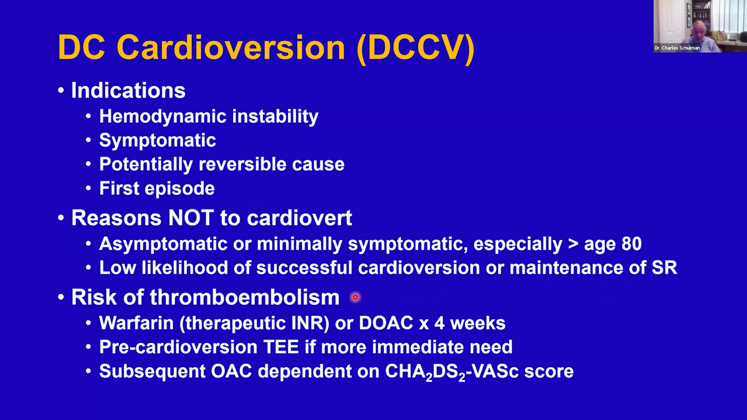There are risks of thromboembolism with DC cardioversion, and so if you need to cardiovert, if you are not planning to cardiovert immediately, the patient should be treated adequately with anticoagulation for a month prior to the cardioversion. If there's an immediate need, perform a transesophageal echo to make sure that there's no left atrial clot. Okay, subsequent oral anticoagulation depends on the CHA2DS2-VASc score.